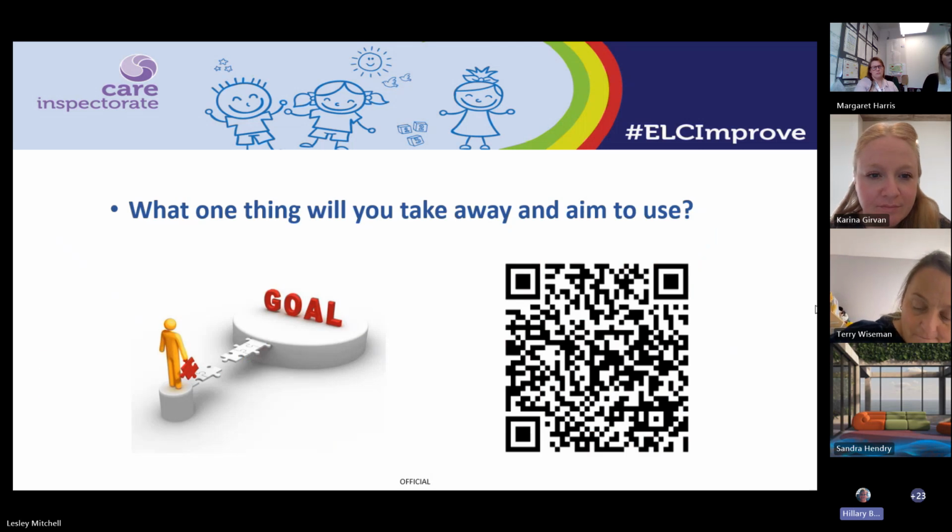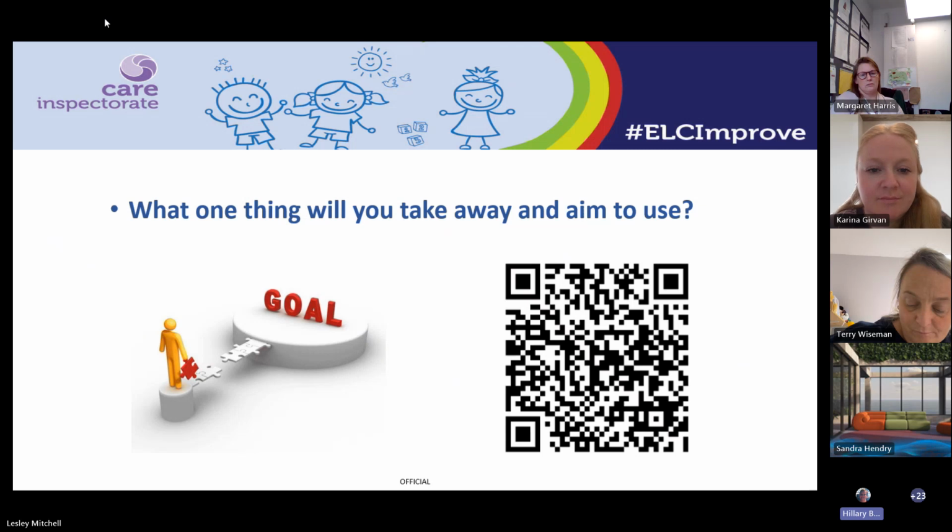So now that we have begun to better understand your systems, with regards to meaningful child participation, you can move on to plan for what you aim to improve. So before we round up the session, we'd like to hear from you about what one thing you will take away and aim to use within your own settings.